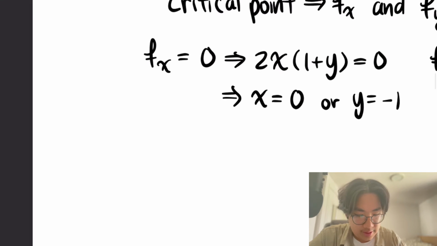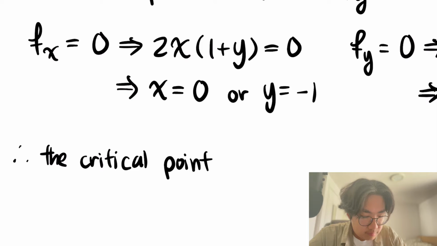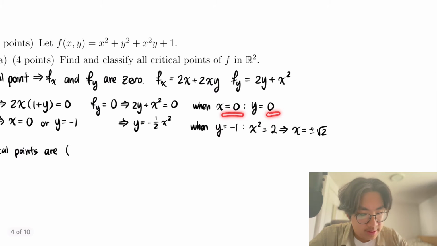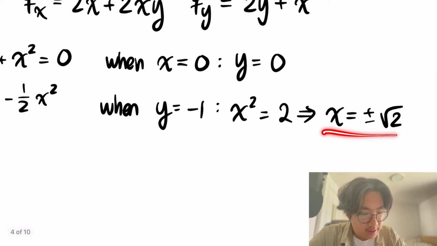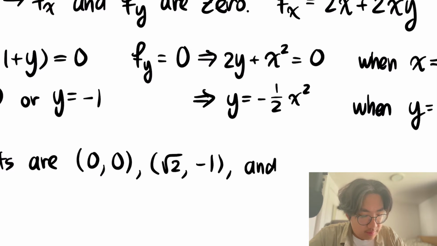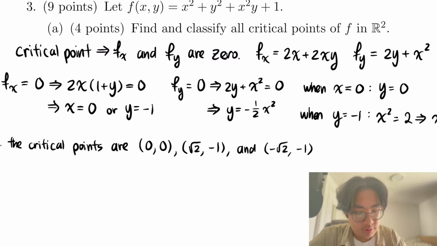And then from here we can conclude that the critical points are as follows. And again, from our first case over here, we have 0 and 0. From over here we have x is plus or minus root 2, y is negative 1. So root 2 comma negative 1. And then finally negative root 2 comma negative 1, sorry. And these right here are the critical points.